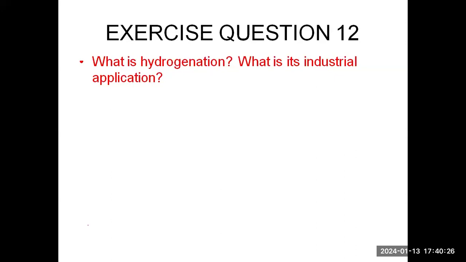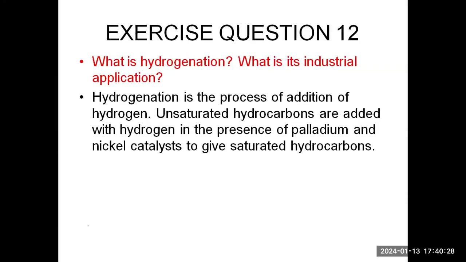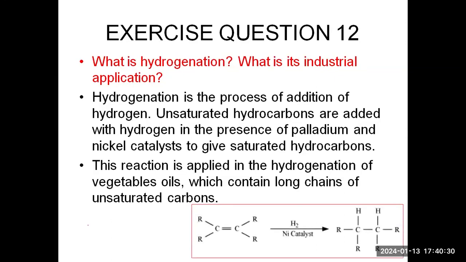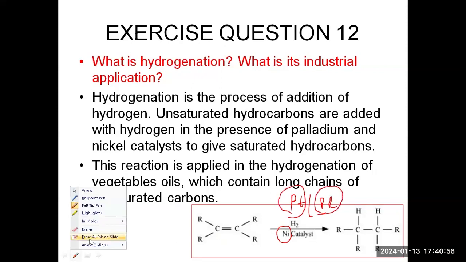This is the question: what are the industrial applications? Just now, as I explained, you can answer the question. Hydrogenation, catalytic hydrogenation, is a process where an unsaturated compound is converted to a saturated one in the presence of nickel as a catalyst. Instead of nickel, you can have platinum or palladium also. You can take any one of them.